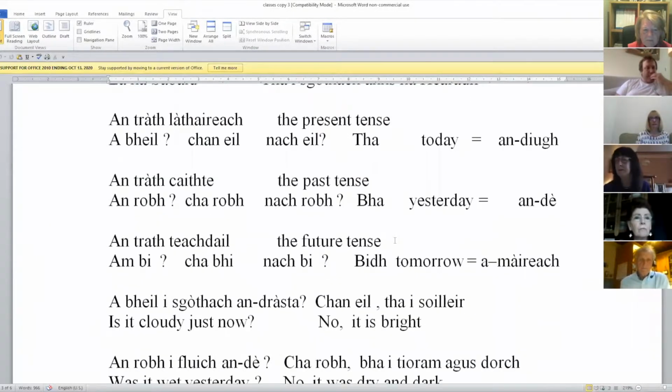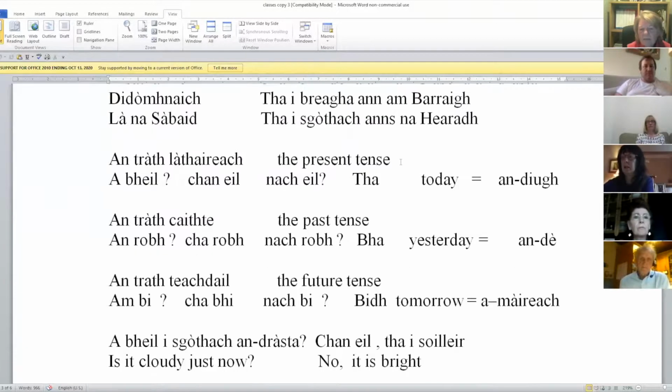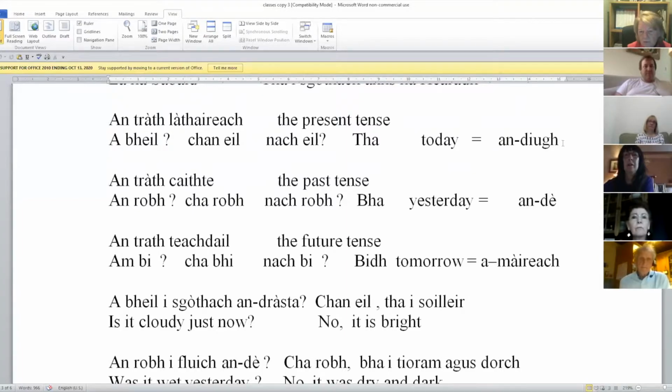Because here you have what we've got here. Here is the other way of using the present tense. Yfyr, chanyr, nachyl, ha. Entra, laharoch is the present tense. So yfyr, chanyr, nachyl, ha. And that would be today, in dew.